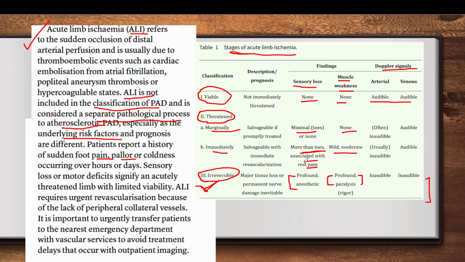Okay, so you need to know at what level, what kind of sensations are there, and whether paralysis is there or not. And also in threatened and irreversible limbs, you would have inaudible Doppler sounds. Okay, so let's move to the treatment. You have to keep in mind these three things.